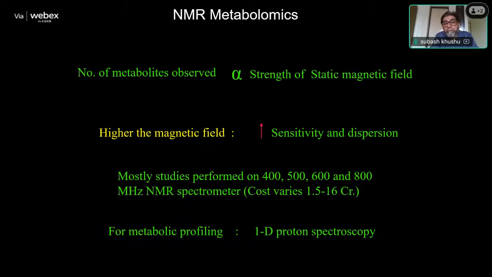This is a reiteration of the fact that if you want better sensitivity, you need higher magnetic field strength. Most places have 400, 500, 600, and 800 megahertz NMR spectrometers, and now even 1000 megahertz, 1 gigahertz NMR spectrometers are available, and the cost can vary from 1.5 to 16 crores for this type of equipment.